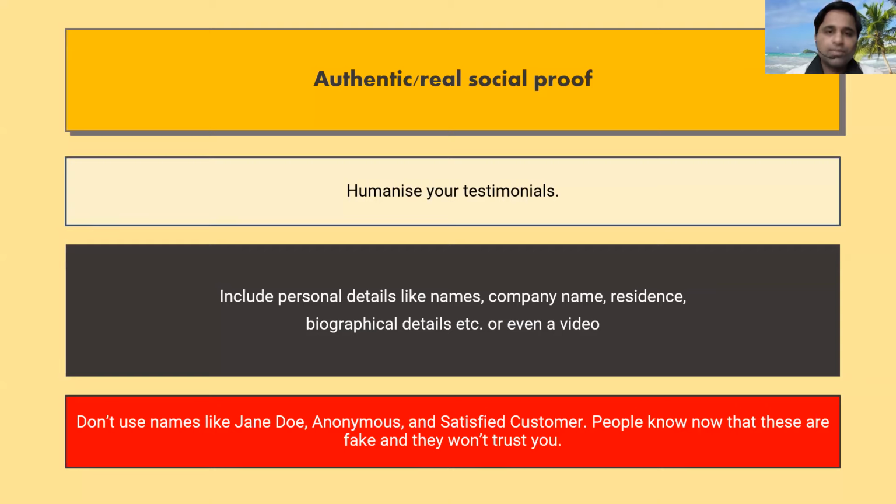So you need to do the opposite of that. You need to treat your testimonials as a sacred space that you are filling with personal details of your customers, like names, company names, residence, biographical details, or even a video. If you have video testimonials, that is great. If you do not, then use the name of the company or the name of the person giving you the testimonial, their full address, and some details about them also. Don't use names like Jane Doe or John Doe, anonymous or satisfied customer. People now know that these are fake and they won't trust you at all. And once you lose the trust of a customer, it's very hard to gain back.